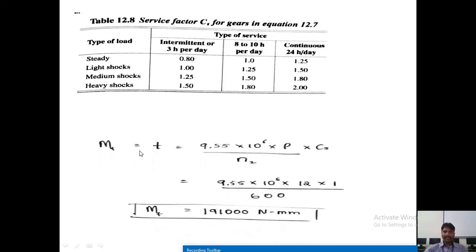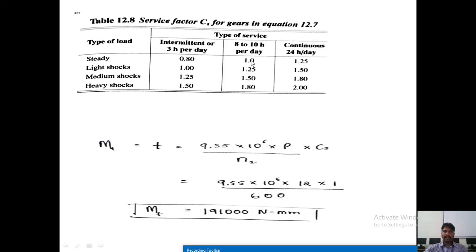Here we need to calculate the torque. Torque is given by 9.55 into 10 power of 6 into P by N2. Design is based on the gear, so we need to take N2. P, the power, is known, and N2 is also known. We need to multiply this with Cs, the service factor. In this problem the service factor is not given, so we need to assume Cs from table 12.8. Assume the type of load is steady and working for 8 to 10 hours per day, so that Cs will become equal to 1.